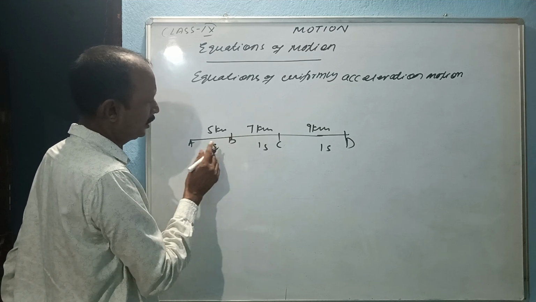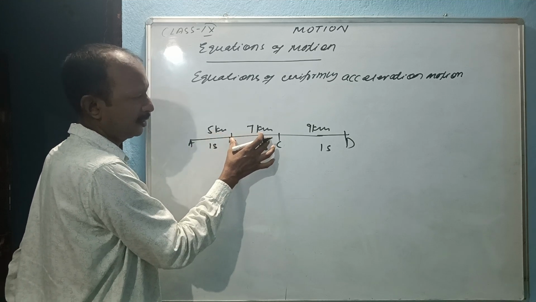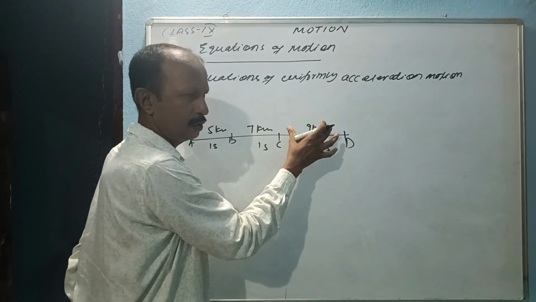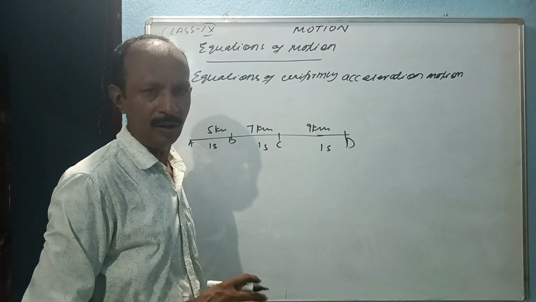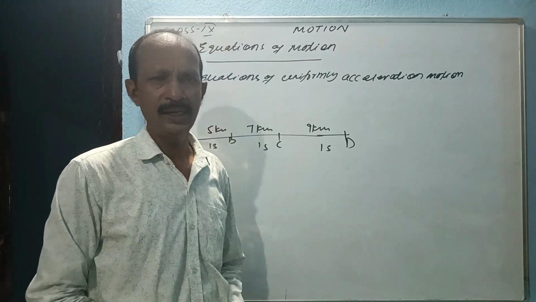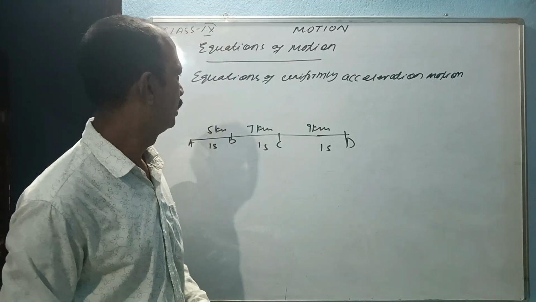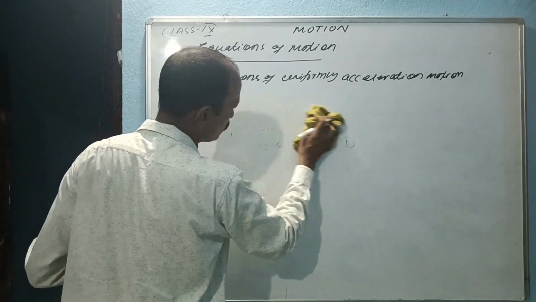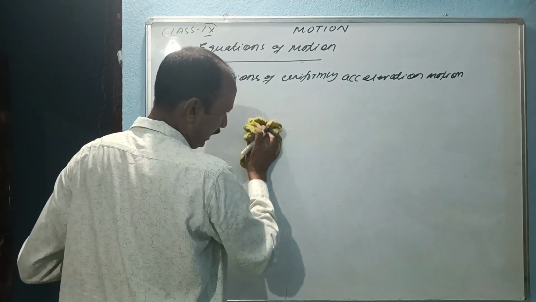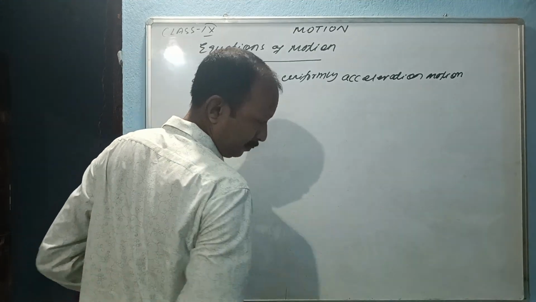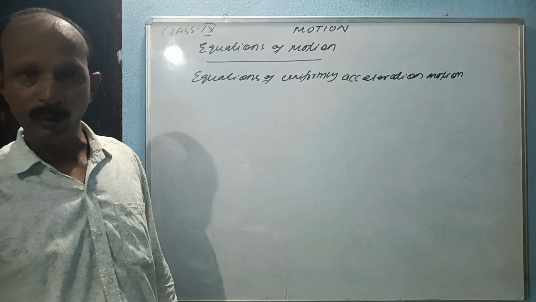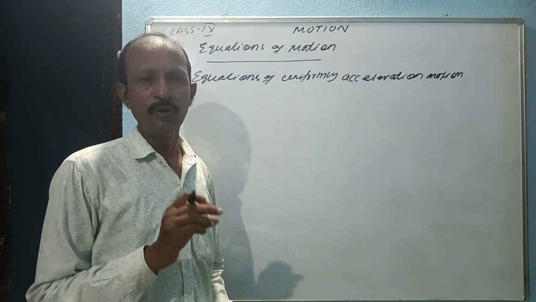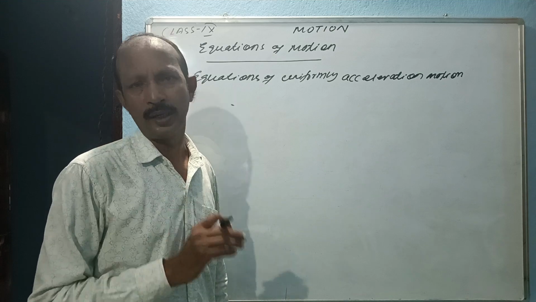First 1 second it traveled 5. Next 1 second 2 kilometer increased. Next 1 second 2 more kilometer. That means this is the uniformly accelerated motion. So today's topic is equations of motion. I am explaining about the equations of motion which is related with a uniformly accelerated body.